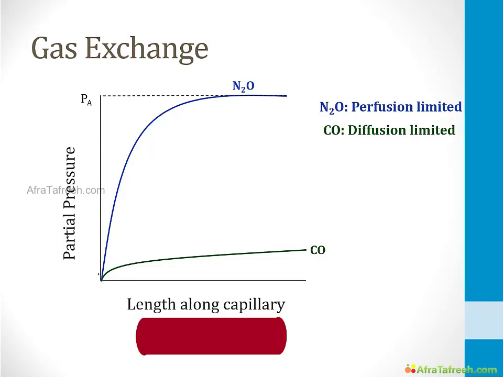So once again, we don't normally have any carbon monoxide in our bloodstream, so the venous blood would enter the capillary with 0 carbon monoxide content. But as it moved along the capillary, it would pick up carbon monoxide from the alveoli, but it would never reach equilibrium with the alveoli. Gases that behave like this are said to be diffusion limited. Because diffusion is limiting the gas uptake, it can never reach equilibrium with the alveoli. That's the hallmark of a diffusion limited gas. And carbon monoxide is the classic example of a diffusion limited gas.